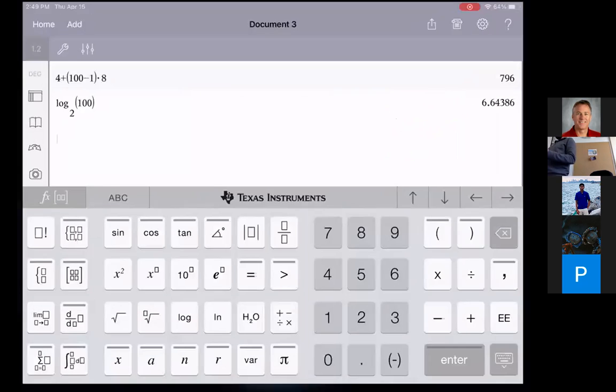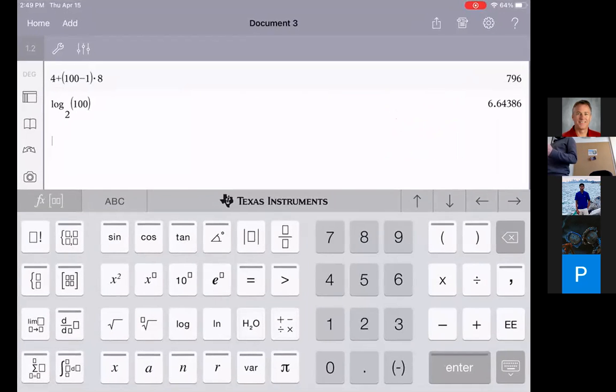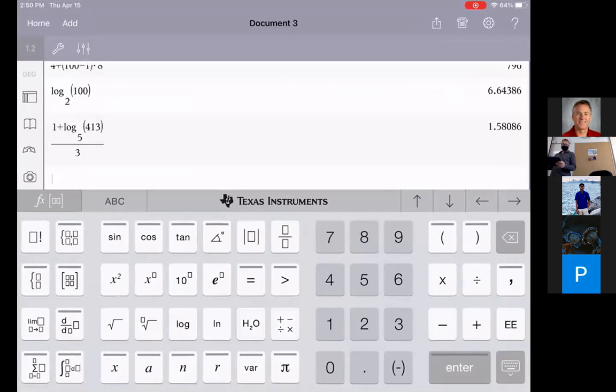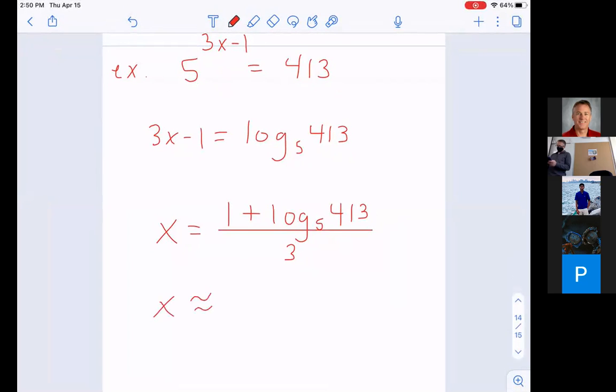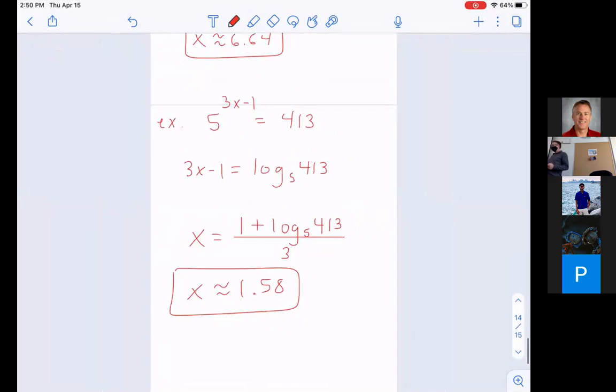So let's go to here. Got my fraction. 1 plus log base 5 of, was it 413? Is that right? Okay. And what was it divided by? Divided by 3. Thank you. I'm glad you guys have better memory than I do. All right, and there we go, 1.58. All right, so far so good.